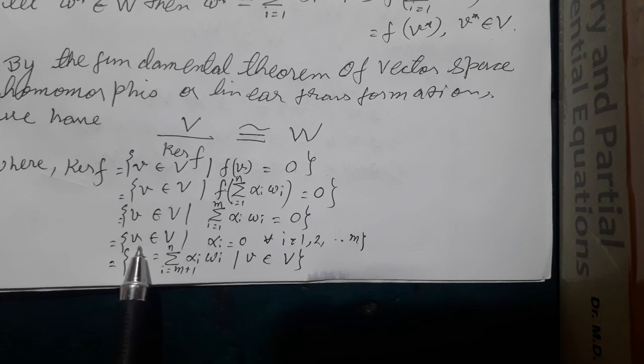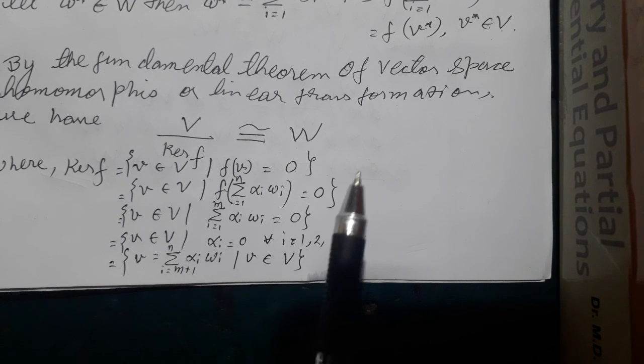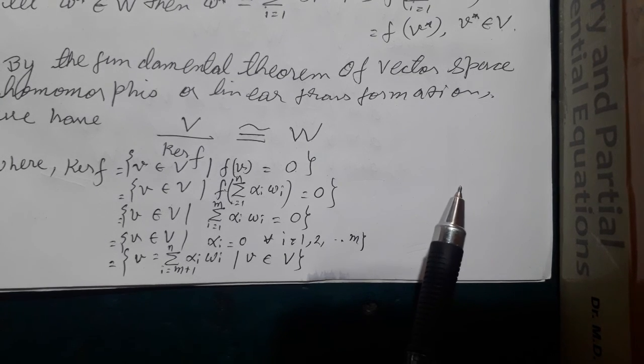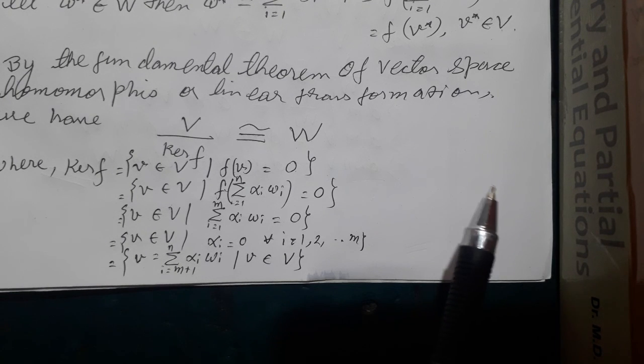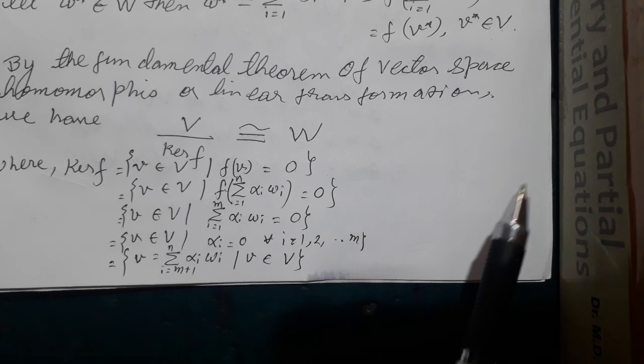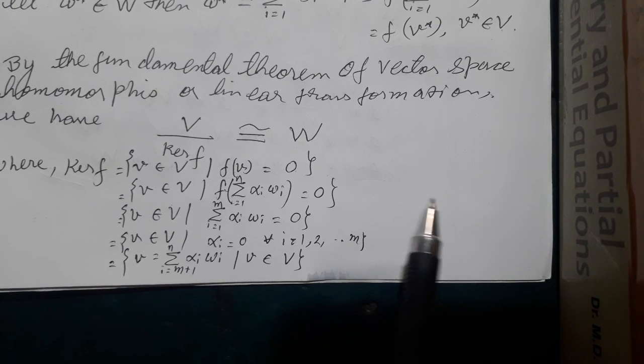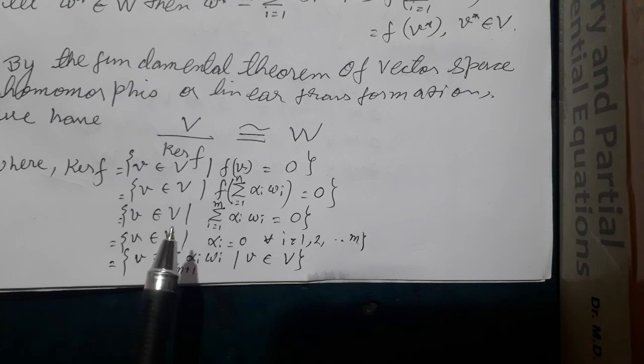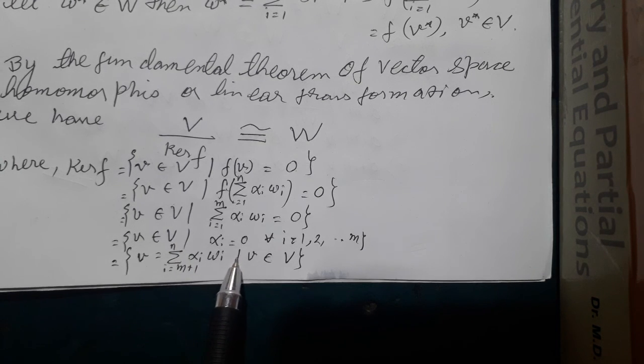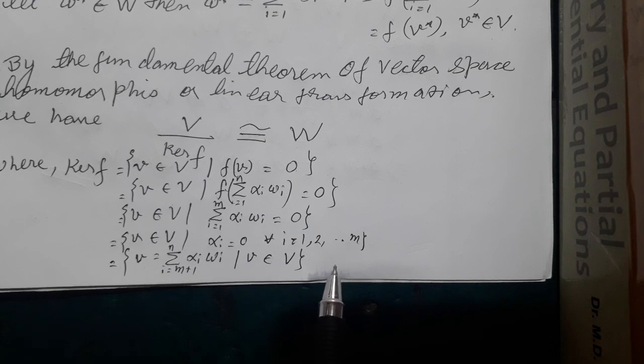So this v can be written as a linear combination of the basis of V, that is w1, w2, wm, wm plus 1 till wn. So only till alpha m it is 0, others are not 0. So this v can be written as summation i equal to m plus 1 till n alpha i wi, such that v belongs to W.